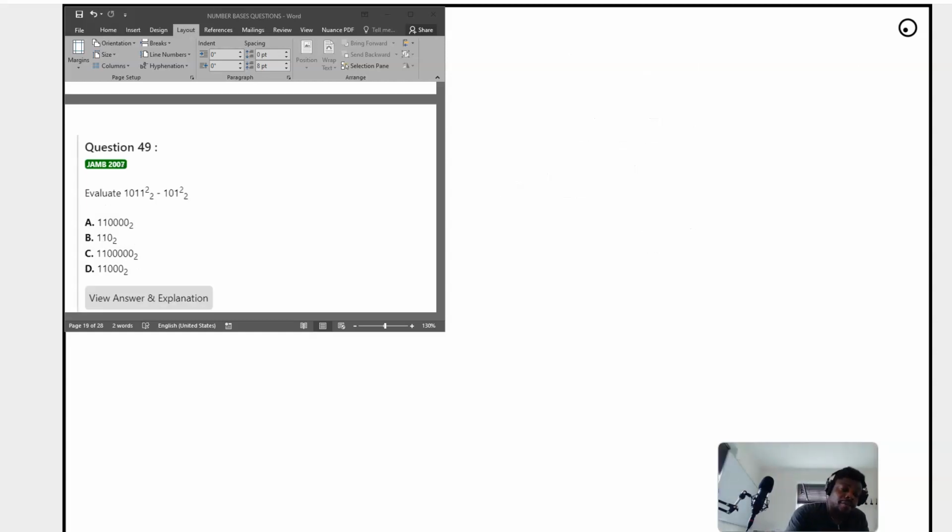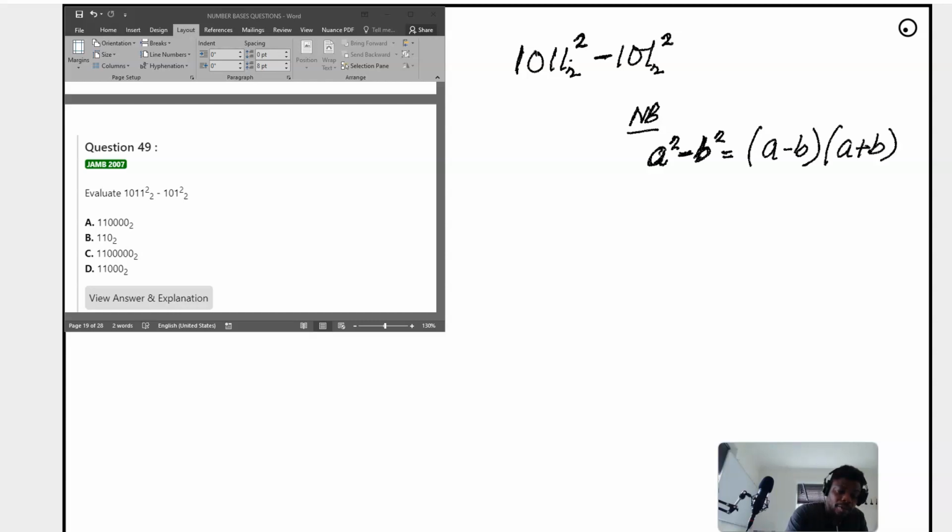Now, next question. We have to evaluate 1011 base 2 squared minus 101 base 2 squared. Now, you can see it's raised to power 2 and it is minus. So this is another topic in mathematics, which is called difference of two squares. We shall be using a squared minus b squared, where a is 1011 and b is 101. So this can be expressed as a minus b times a plus b.